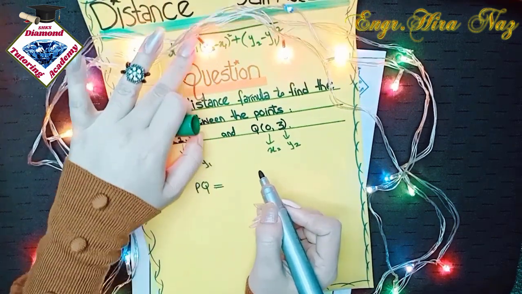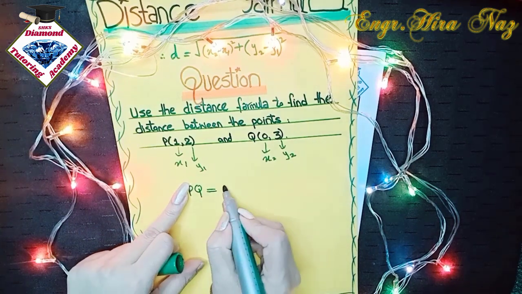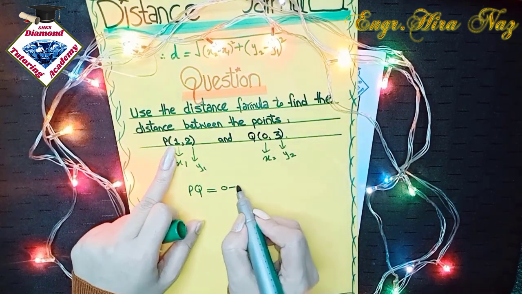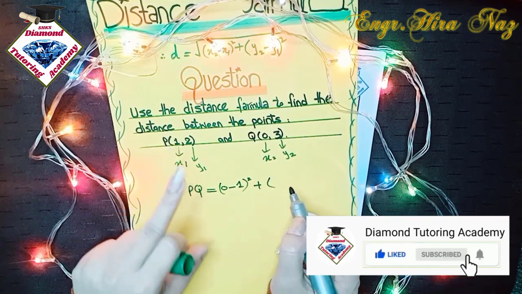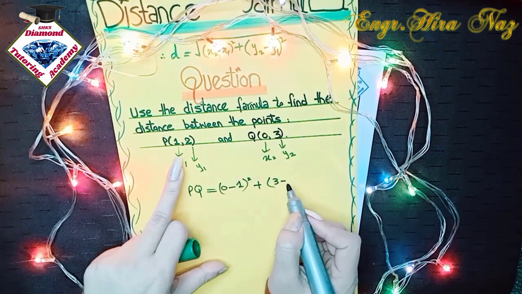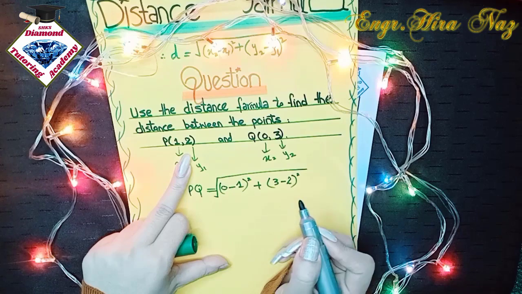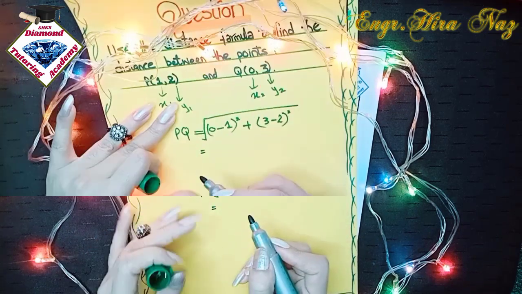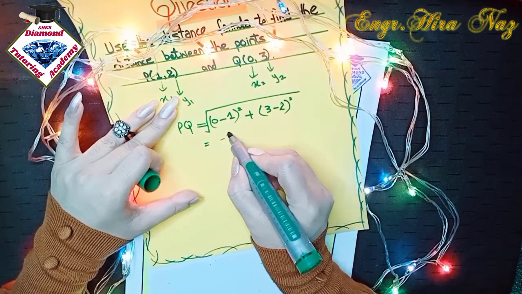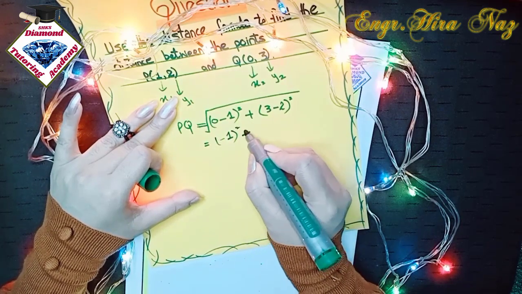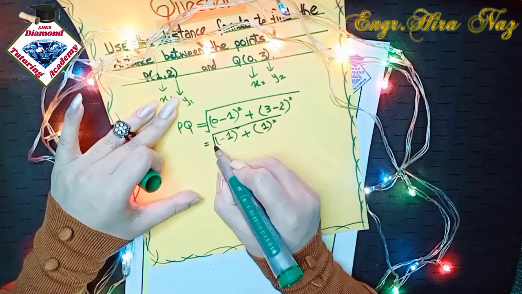x2 minus x1. So you can see here x2 minus x1. Here x2, that is 0, minus x1, that is 1, and its whole square, plus y2, that is 3, minus y1, that is 2, and its whole square, with square root. So you can simplify them further as 0 minus 1, that is minus 1 whole square, plus 3 minus 2, that is 1 whole square.